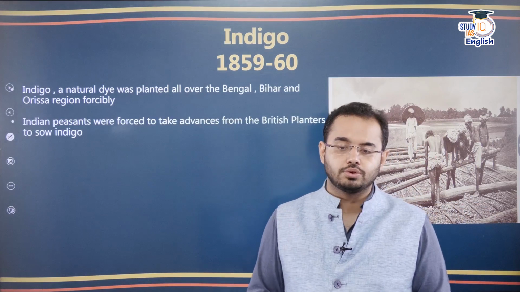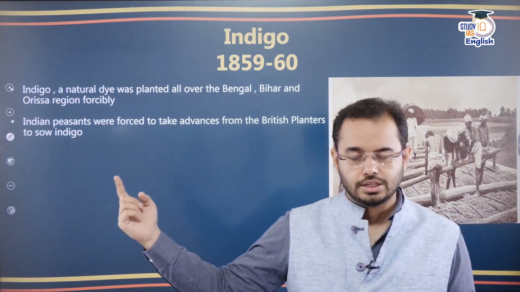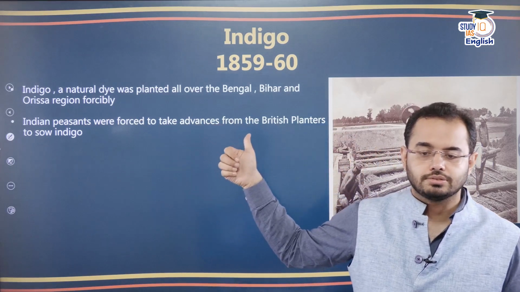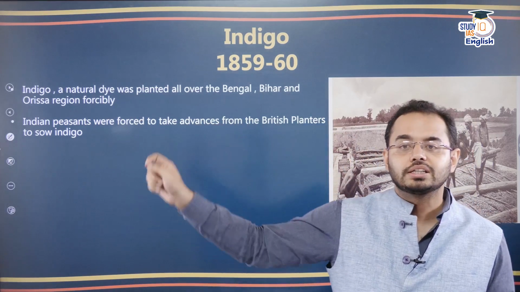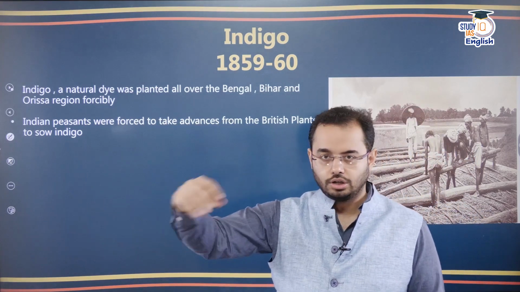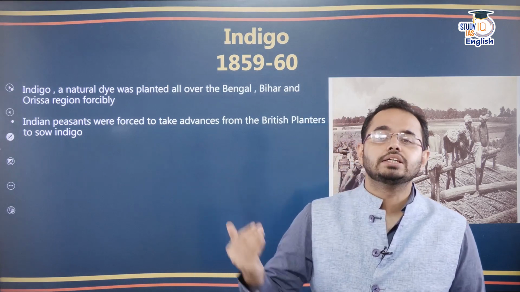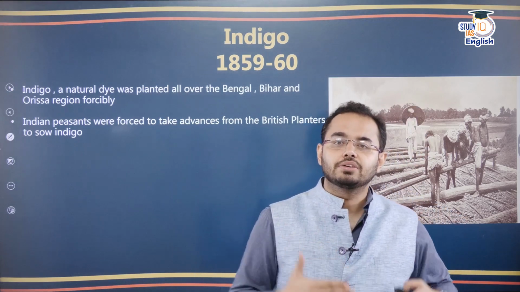Now, why were they forced? It is because British planters wanted them to sow the indigo, right? It was the British planters, as you're seeing here, who wanted them to sow indigo on all of their fields, not some part of their fields, but on all of their fields. And Indian peasants were forced to take up an advance. That I'm giving you an advance.